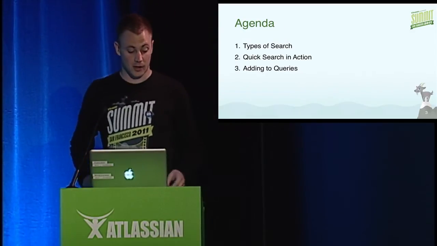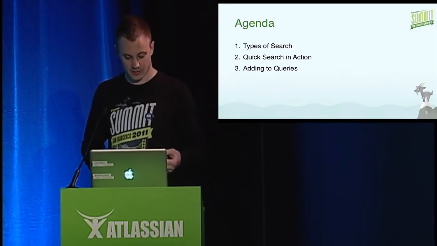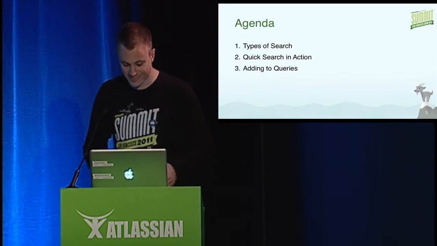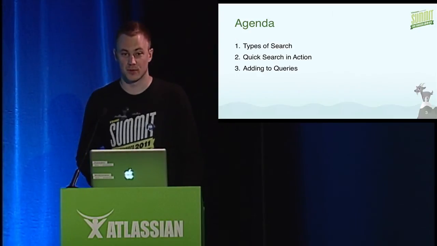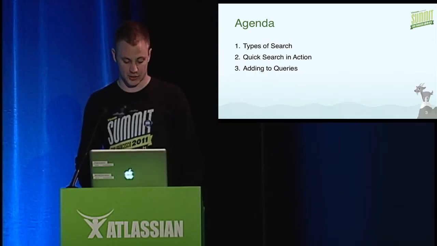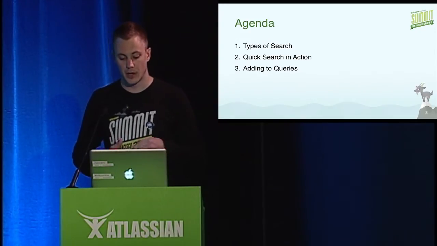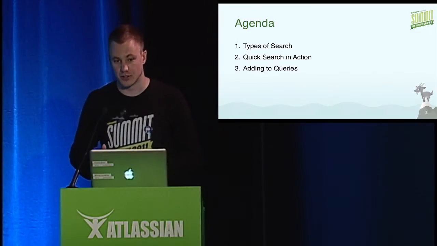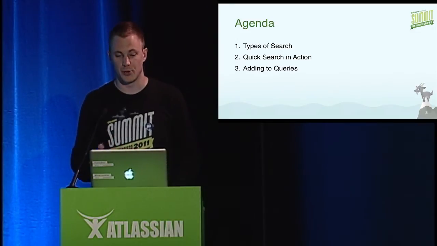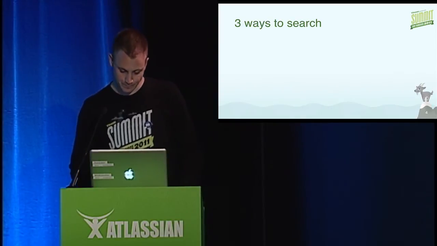So the agenda for the talk: we'll go through the 3 types of search that are available in JIRA, and we'll see some examples of quick search in action. And finally, once you evaluate that quick search query, we'll see some of the new JQL functions introduced in JIRA 4.3 that you can add on to make it a little bit more honed.